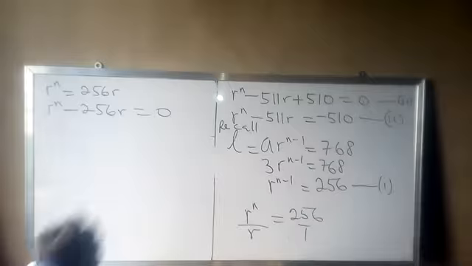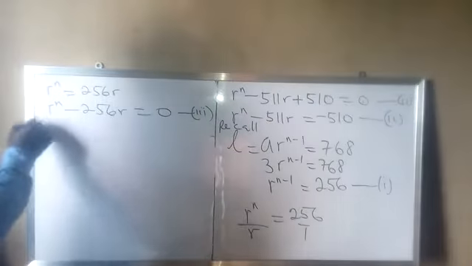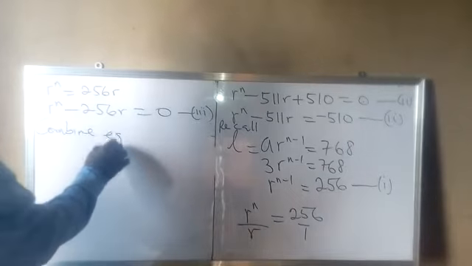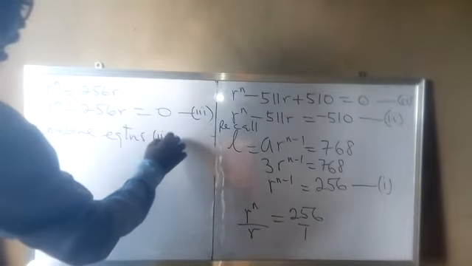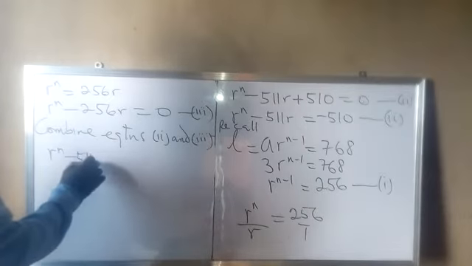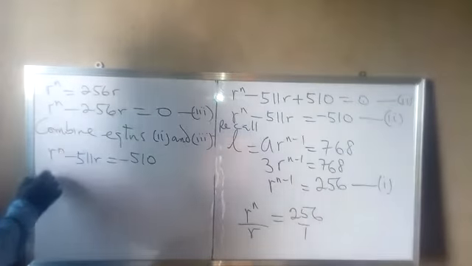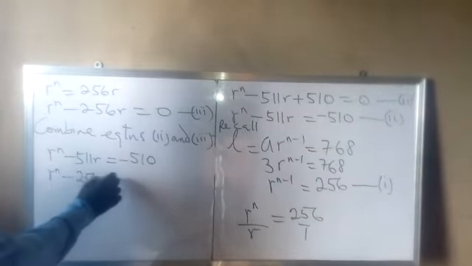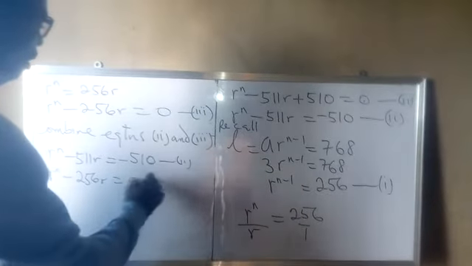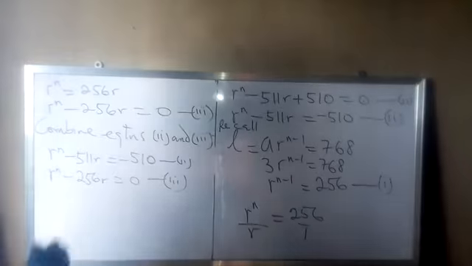Good. Now let's call this one equation 3. We can now combine equation 2 and 3. By the time we combine 2 and 3, we're going to have what? r raised to power n minus 511r is equal to minus 510, and r raised to power n minus 256r is equal to 0. So equation 2, equation 3. Now in these two equations we can do something to eliminate r raised to power n.